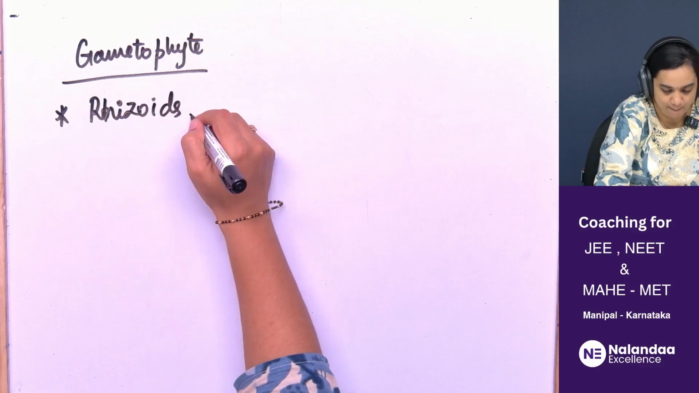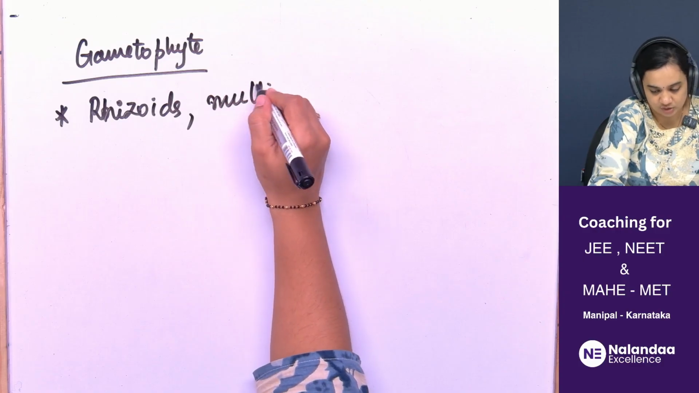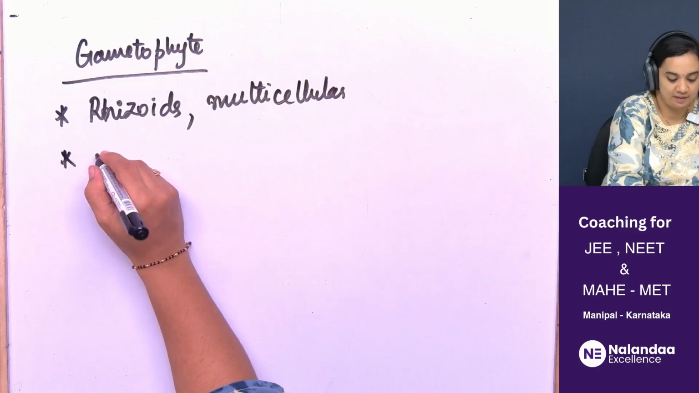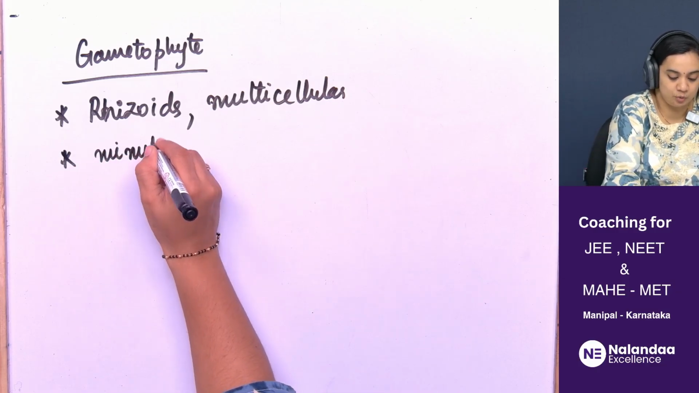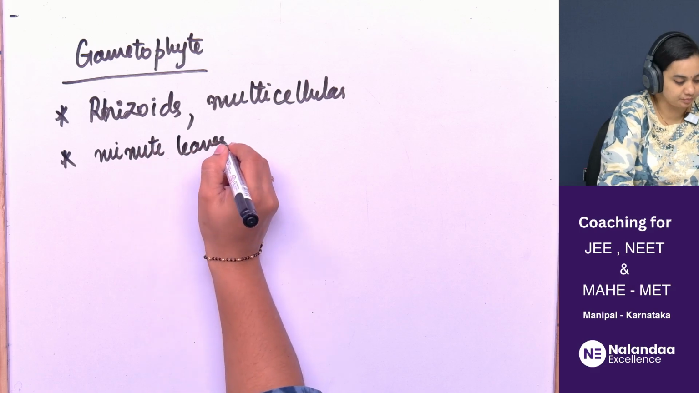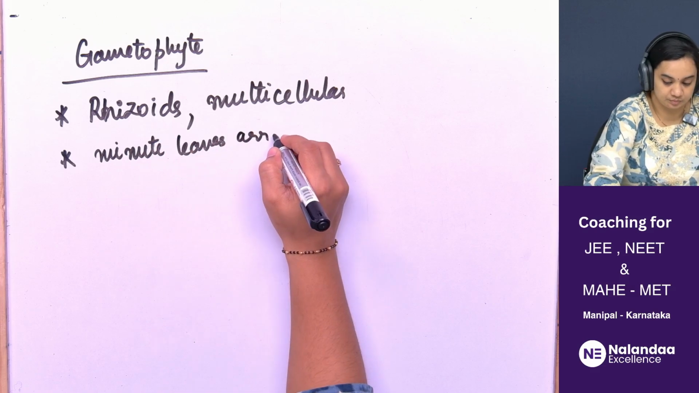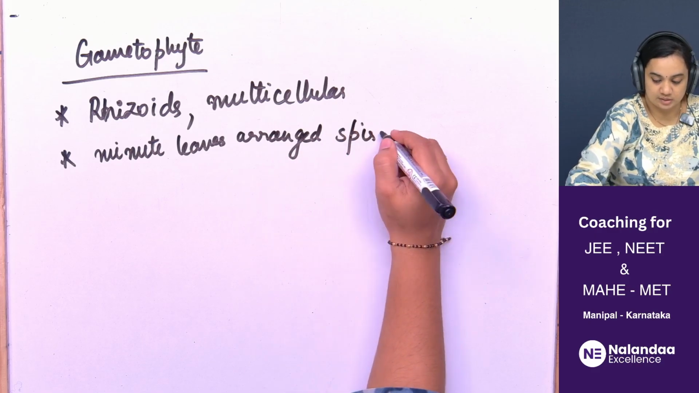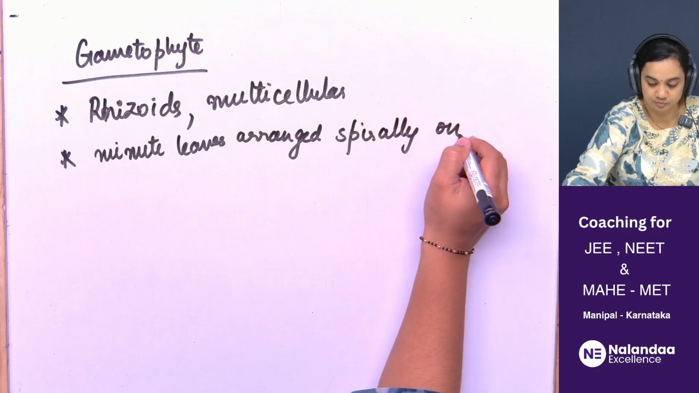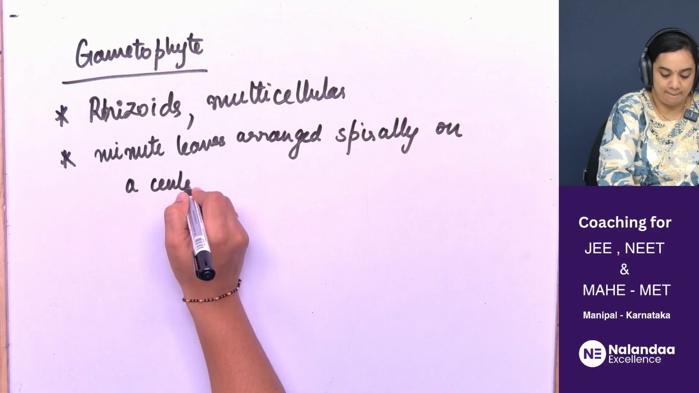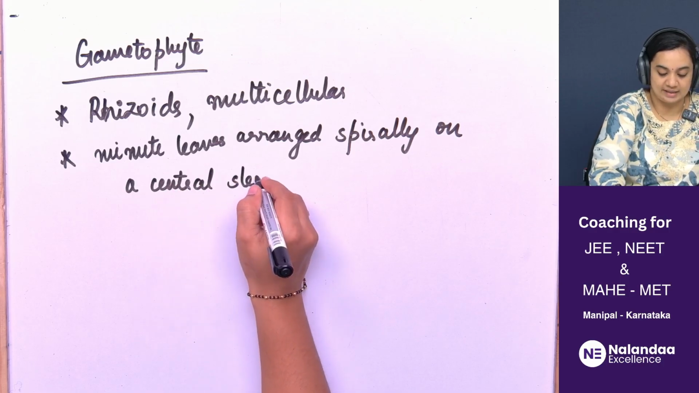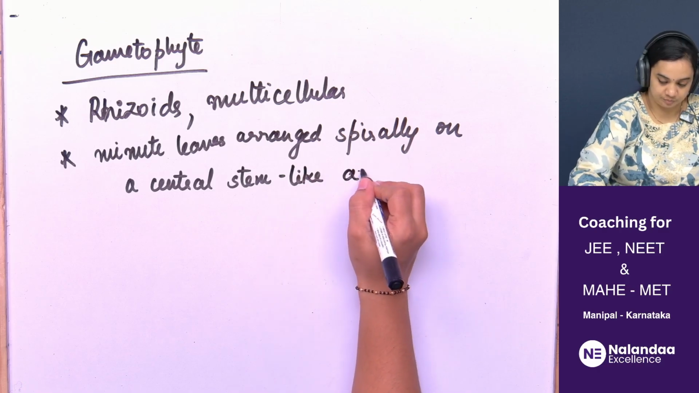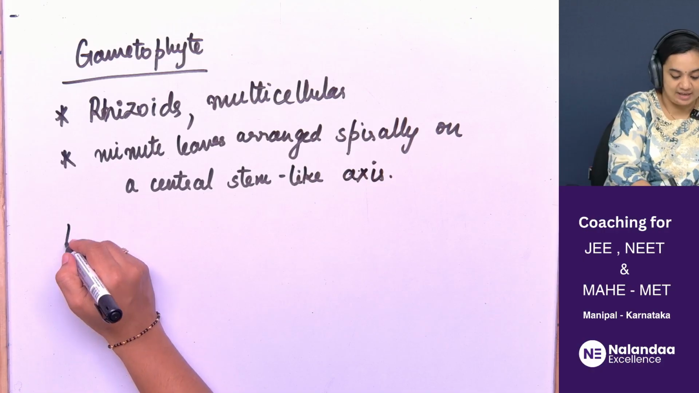rhizoids that are multicellular. So it's got multicellular rhizoids and minute leaves arranged spirally on a central stem-like axis. Okay, so this is how the gametophytic thallus is present.